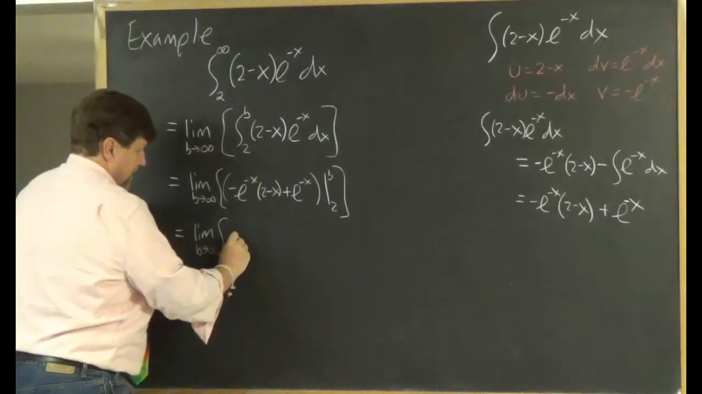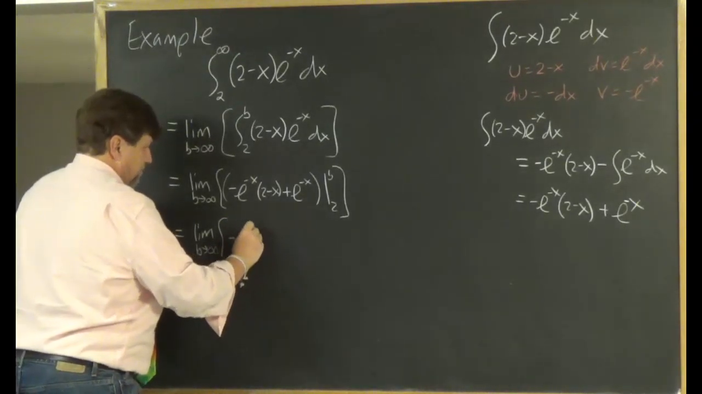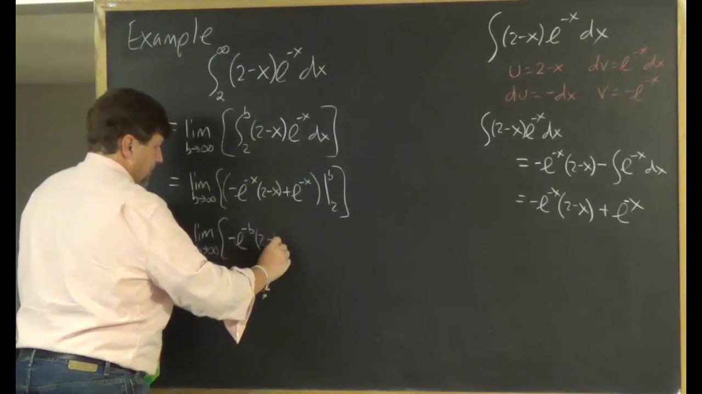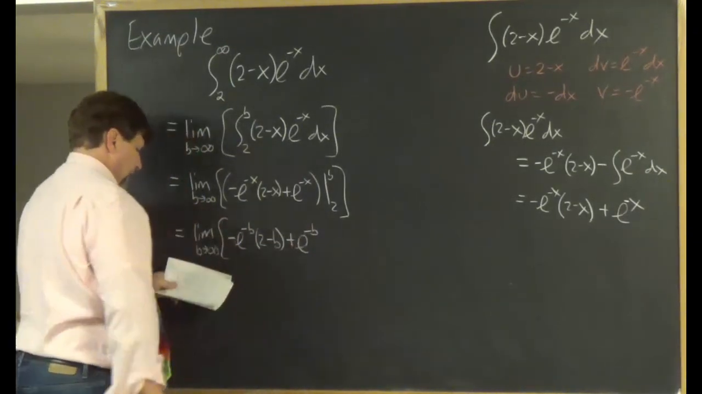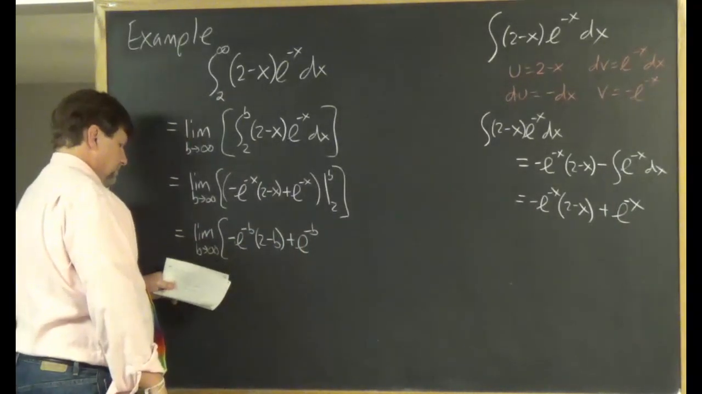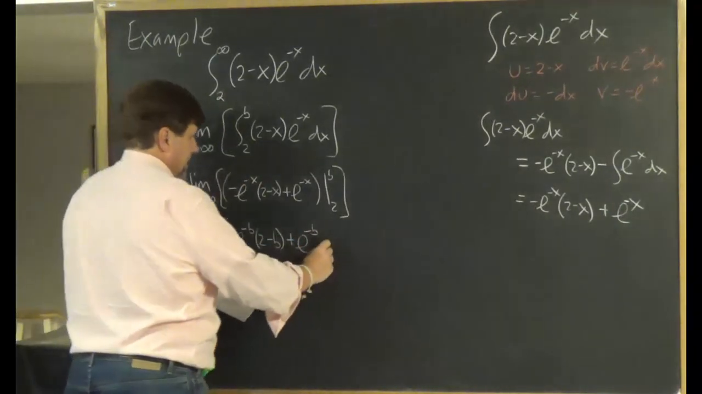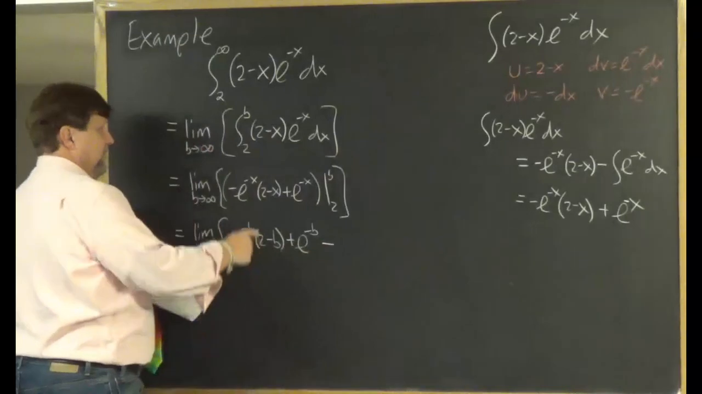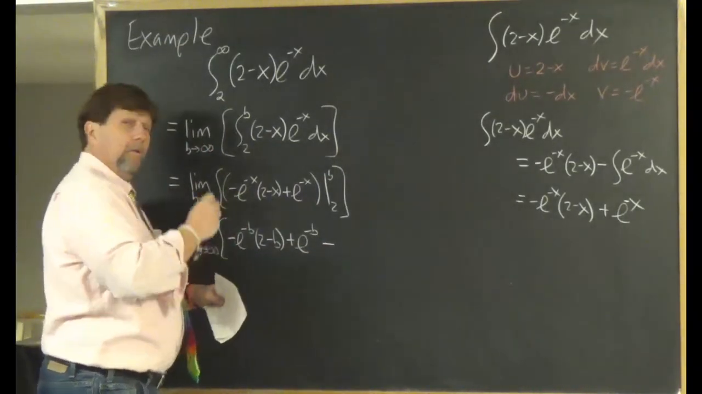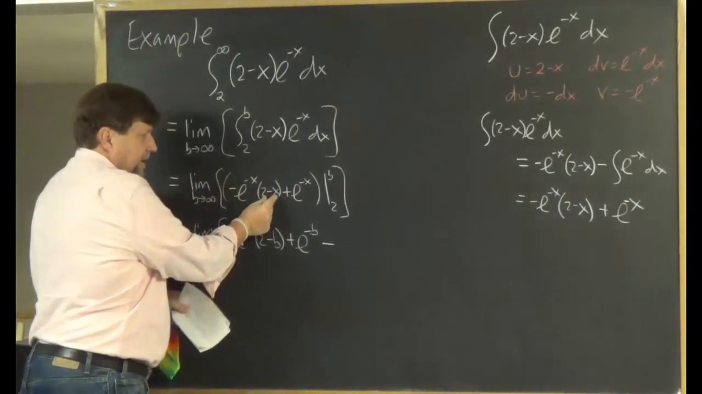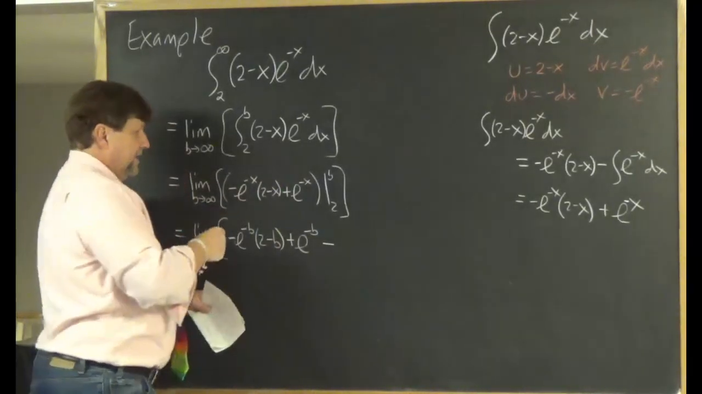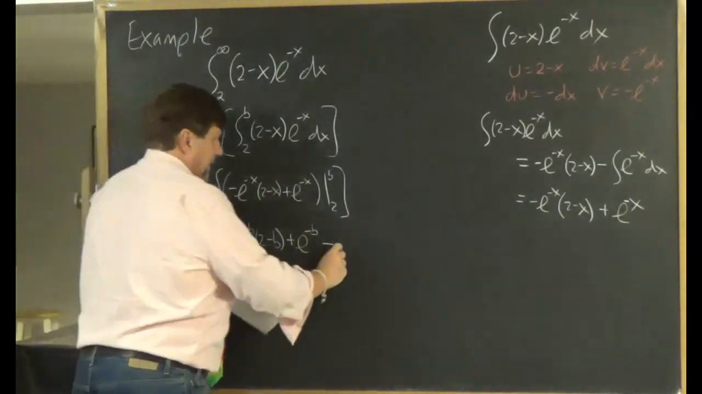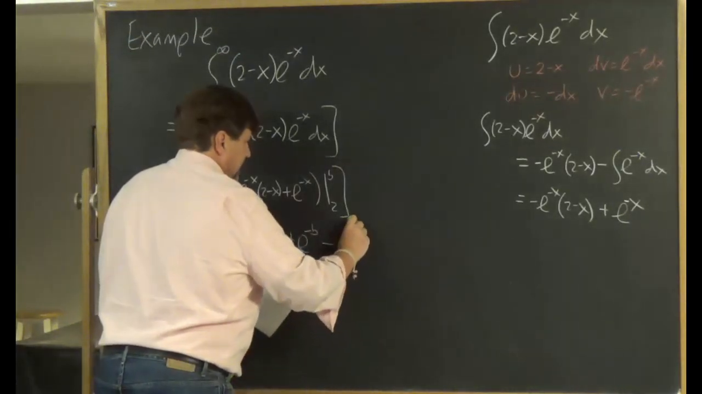So we have negative e to the negative b times 2 minus b plus e to the negative b minus. Okay, now the 2 goes in. Oh, notice right away when the 2 goes in, 2 minus 2 is 0, so that term will be gone. Well, that's nice. But we still have this e to the negative second.